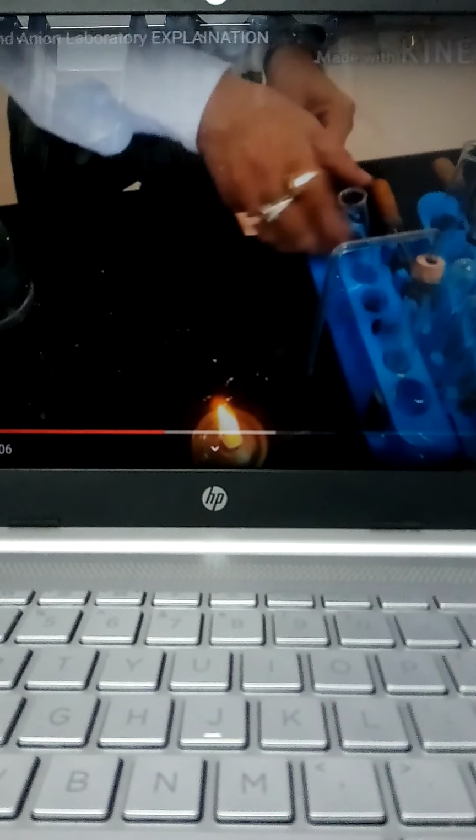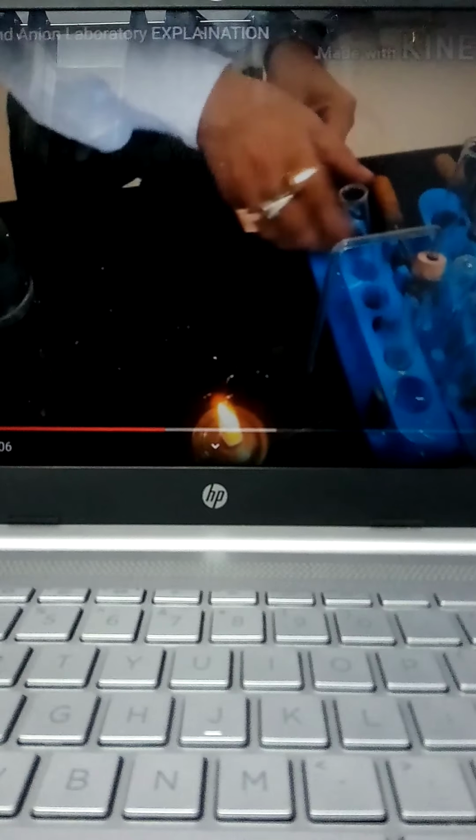In this way we can determine the copper ion present in a given salt mixture. So this is about analysis of second group basic radical.